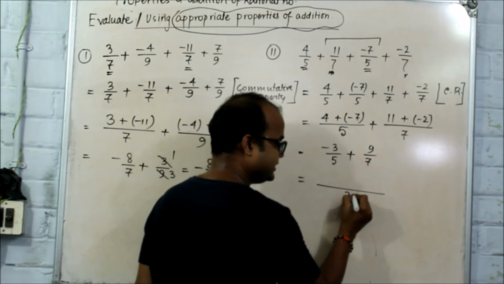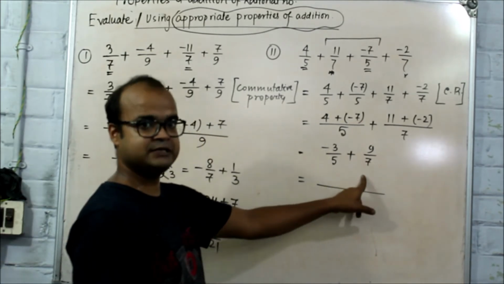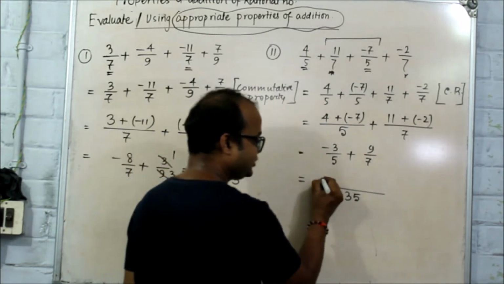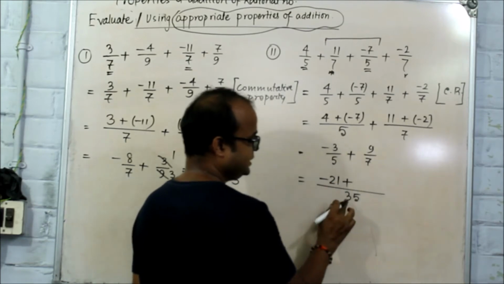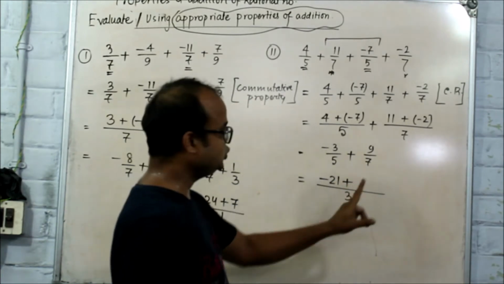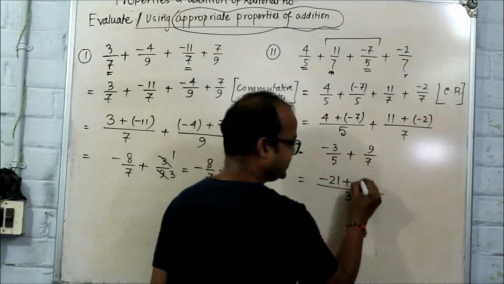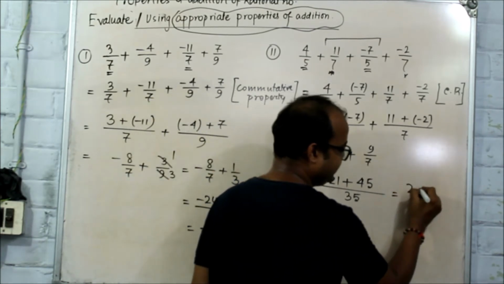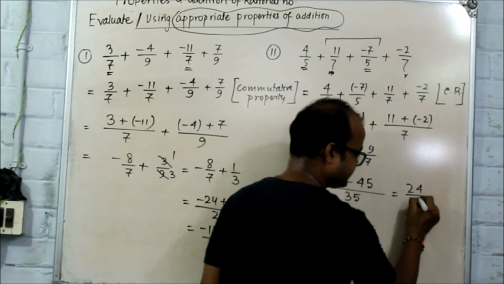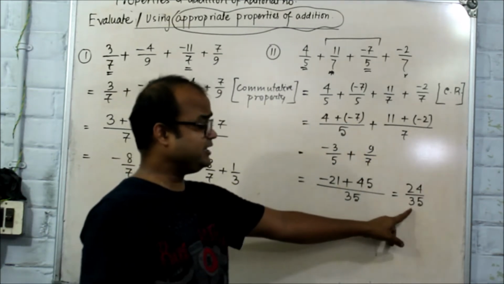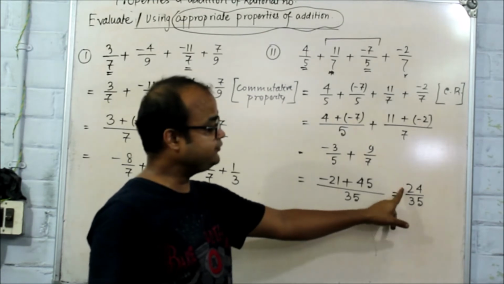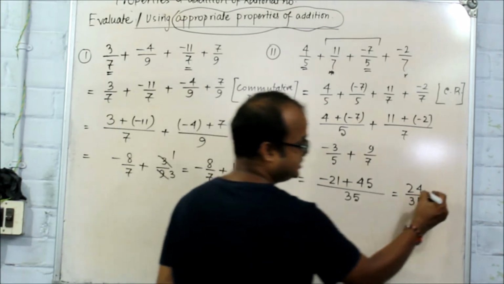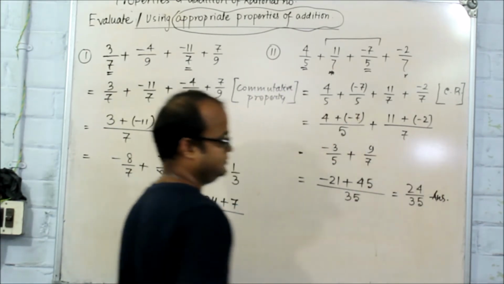For 5 and 7, the LCM is 35 here. The LCM of 5 and 7 is 35. 35 divided by 5 is 7. 3 7s are 21. So minus 21 plus 35 divided by 7 is equal to 5. 5 into 9 is equal to 45. So 45 minus 21 is 24 by 35. Now 35 is divisible by either 5 or 7, and 24 by 2 or 4. So there is no common factor where you can cancel. So your answer is 24 by 35.